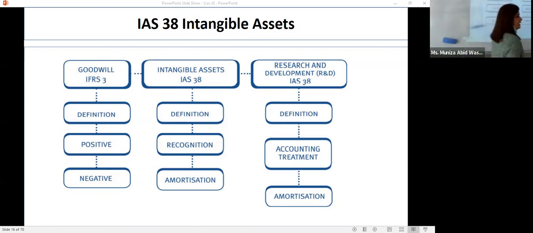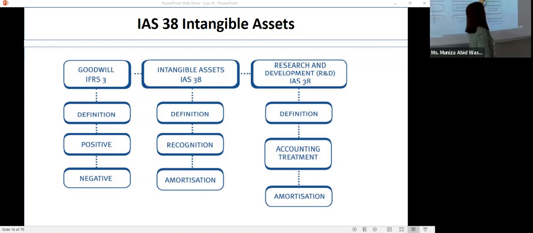Together with that, under IS 38, one of the important intangible assets is development expenditure also. So we are going to learn about research and development expenditure in regards to IS 38. How do we recognize research and development cost in the organizations in our financial statements? What is the definition? What is the accounting treatment? And how do we amortize our development expenditures? We are going to discuss this in this chapter.